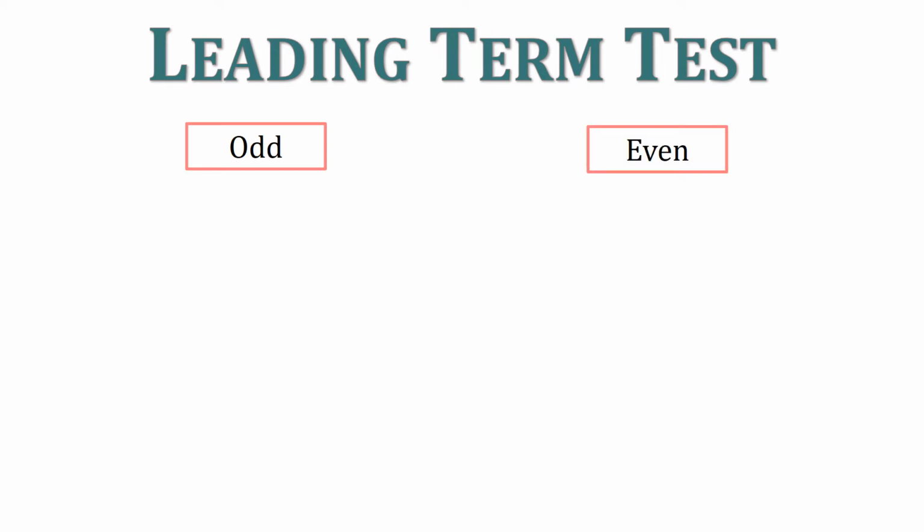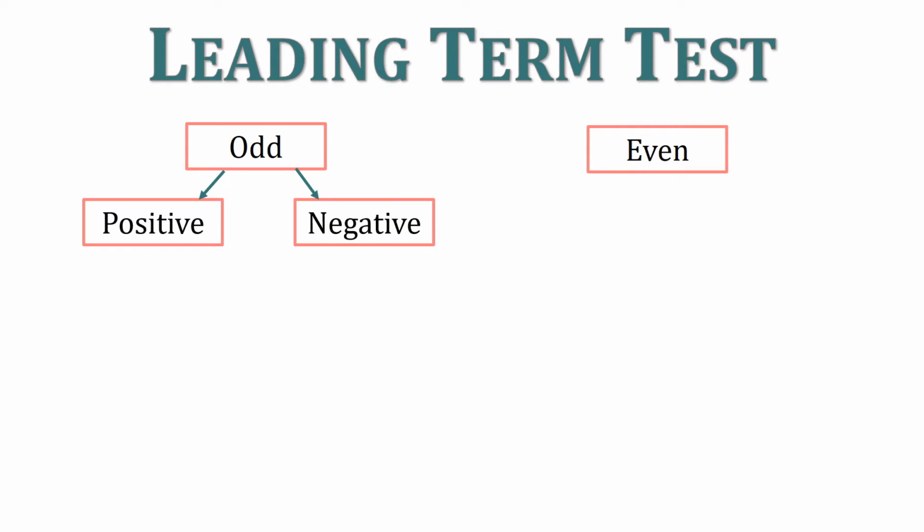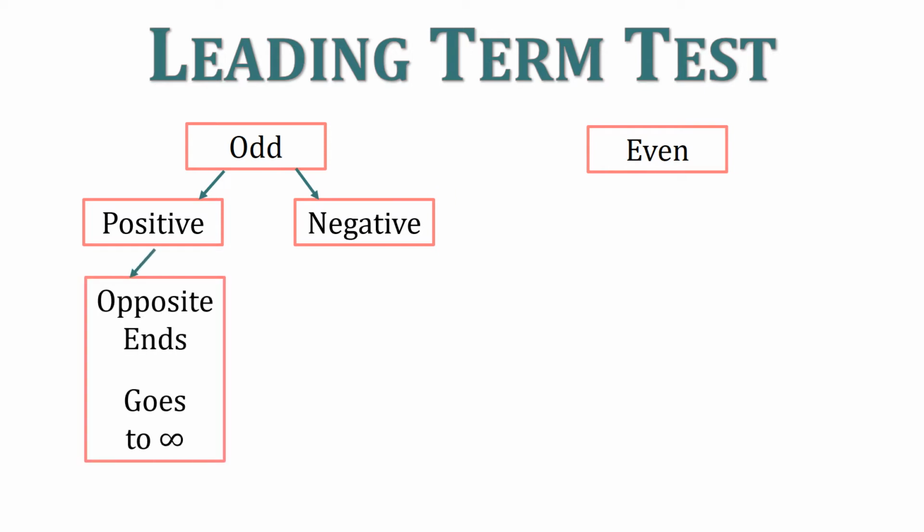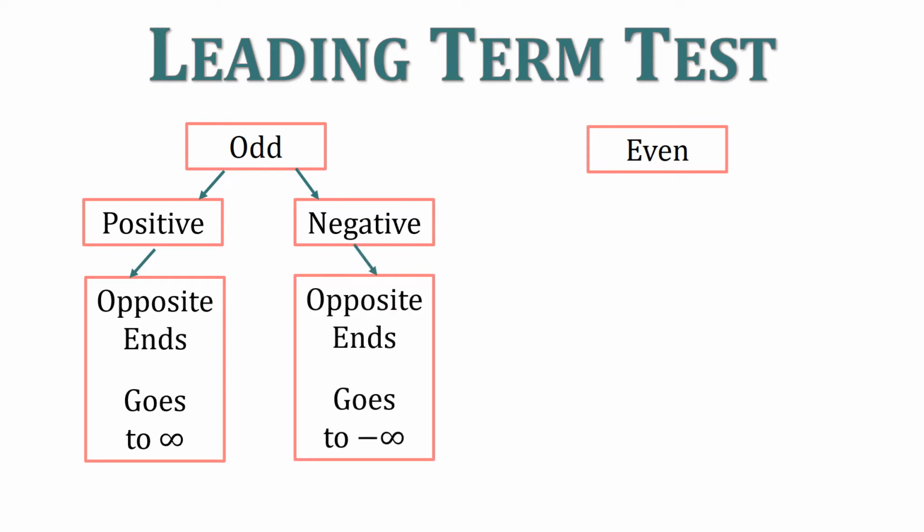So let's have a great flow chart to help us. First, we have to determine, is our function odd or even? Then from there, if it's odd, we have to decide if it's positive or if it's negative. If it's odd and it's positive, it's going to have opposite ends, and it's going to end going to infinity. If it's negative, they're going to have opposite ends, but it's going to end going to negative infinity. That means if it's positive, the right side of the function is going to go to positive infinity.